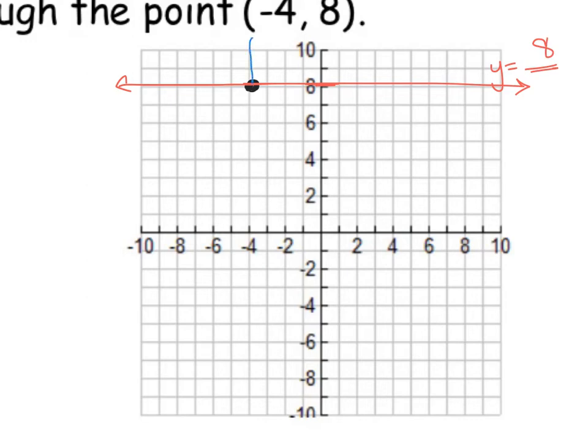For a vertical line, I am talking about every point on this line having the same x value. So the equation of the vertical line is x equals the x value of -4.